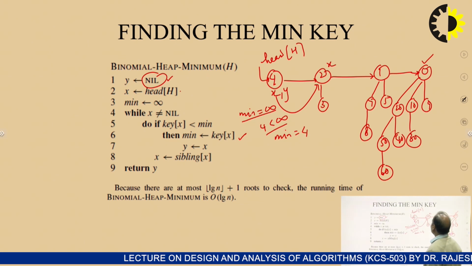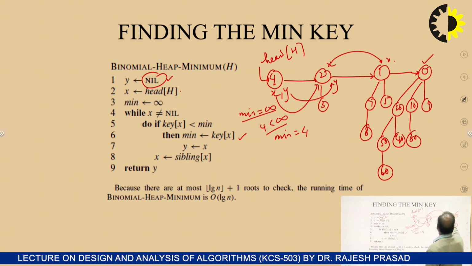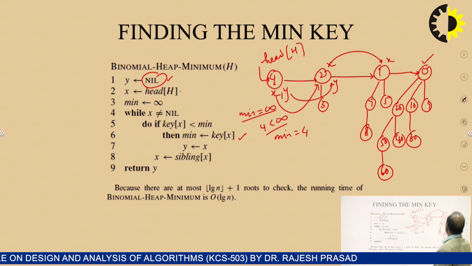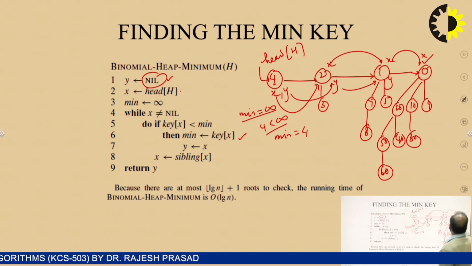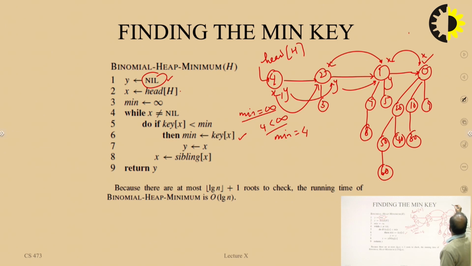Now 2 is less than 4, yes. So Y is here and X is moved to the sibling. Again 1 is less than 2, Y moves here and X moves to the sibling. Again, X's key is 0, less than 1, correct. So the minimum is 0 and X becomes its sibling, which is nil. So we are done, because the loop executes only while X is not nil. The minimum is 0.